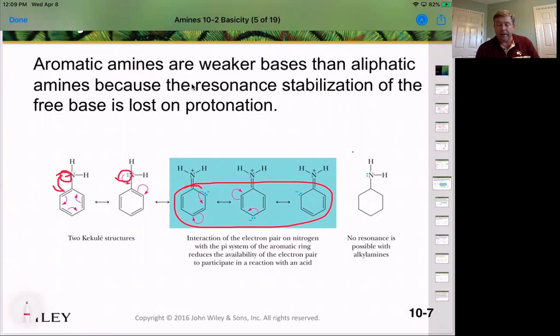If we look at the cyclohexane derivative here, there's nowhere for those electrons to go. They stay on the nitrogen the whole time, and therefore they are more likely to accept a proton. Therefore, they are a stronger base.